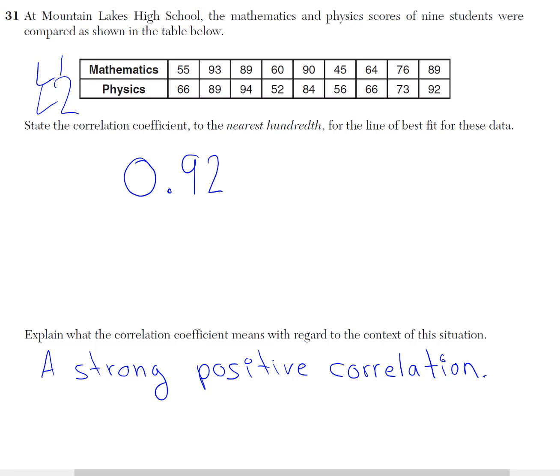Since this is positive and it's close to 1, then we have a strong positive correlation. And that's what it means in regard to the context of this situation. The closer it is to 1, the stronger it is. The closer it is to 0, the weaker it is. And that goes the same for positive and negative values.